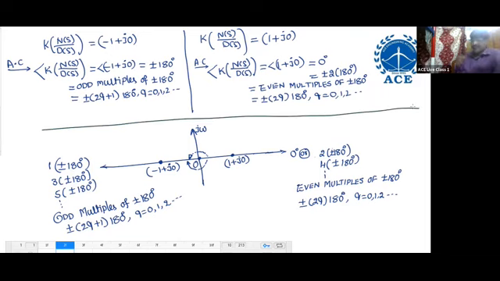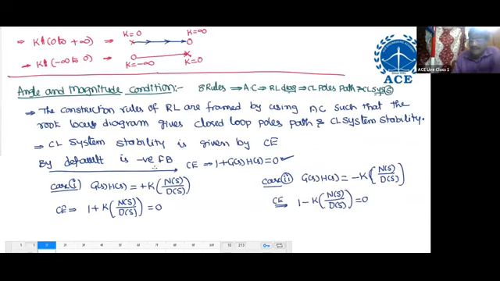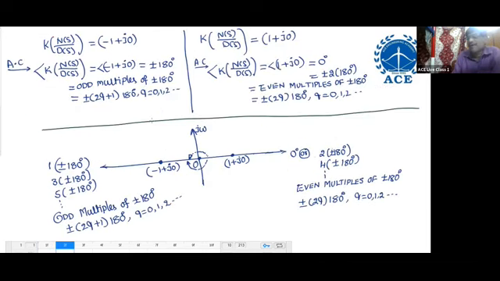Okay, so this is the angle condition. See, same negative feedback only. I have taken only negative feedback because I changed the range of K value. Once I got the odd multiples, here I got the even multiples.